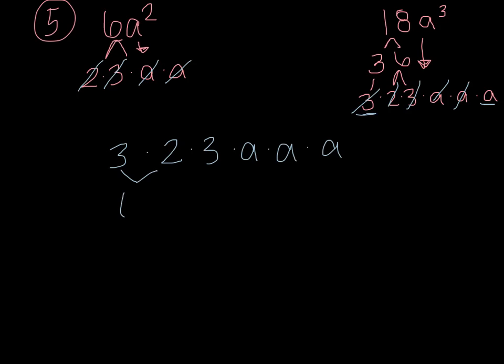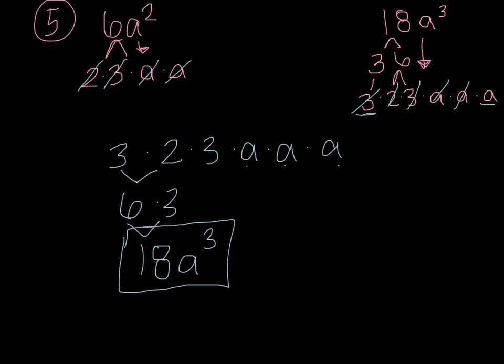3 times 2 is 6 times 3. 6 times 3 is 18. A cubed, because I have a times a times a. So I know that is a cubed. So 18a cubed, LCM equals 18a cubed, is our least common multiple. So now let's try a little bit of a trickier one.